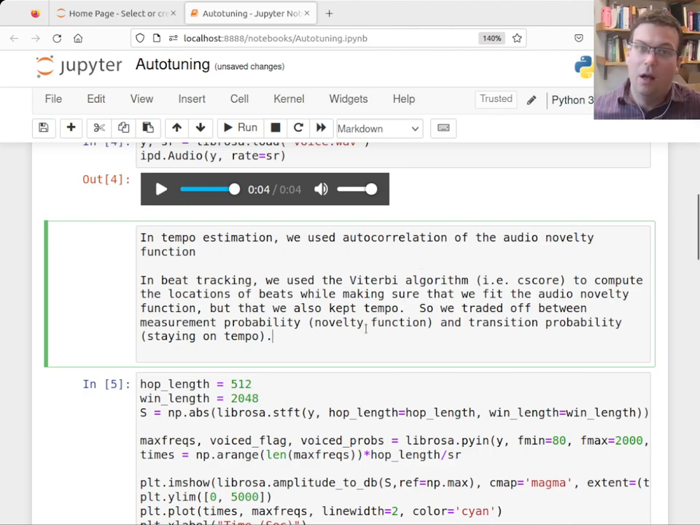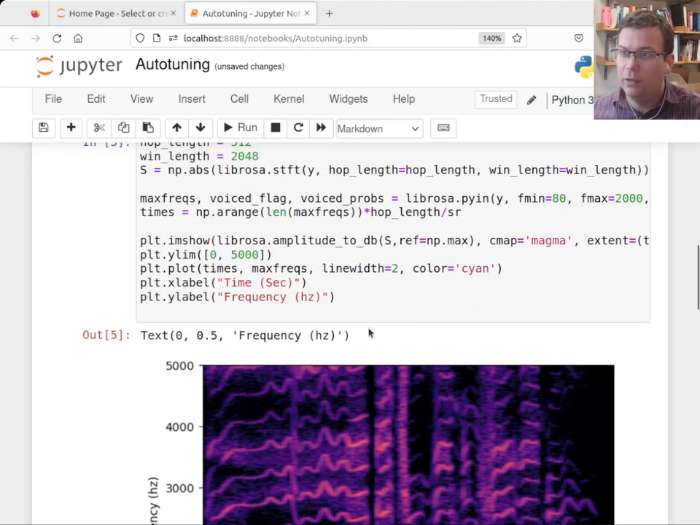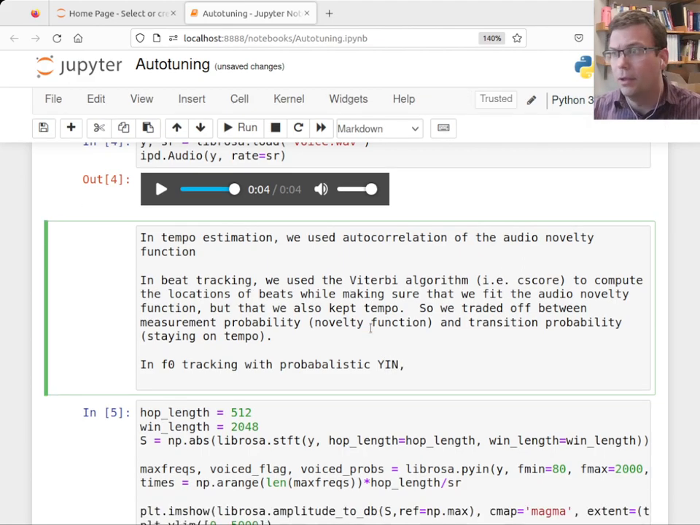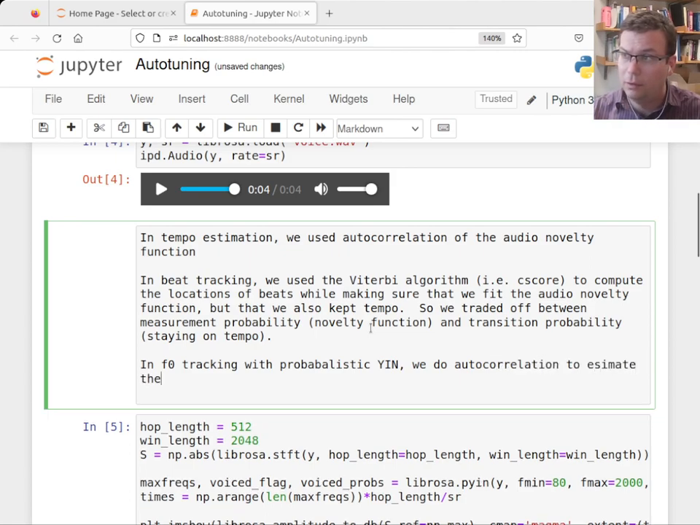Okay. In fundamental frequency tracking in this way with YIN, so in F0 tracking with YIN, or probabilistic YIN, we do autocorrelation again to estimate the fundamental frequency, but on the raw audio this time. So before we had crunched on the audio a little bit and actually computed the audio novelty function first. Now we actually do autocorrelation in little windows of the raw audio.